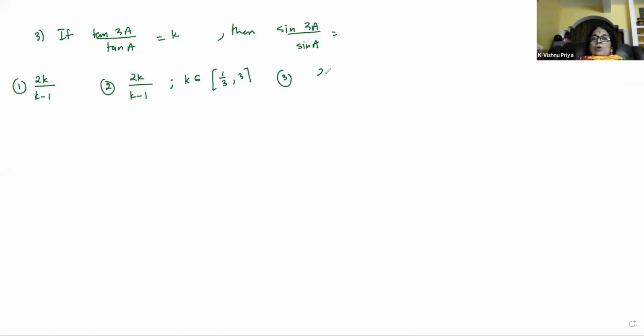Now, the third option is also 2k by k minus 1. But what is the difference? It's given that k does not belong to the interval (1/3, 3). And the fourth option is similar to this, (k minus 1) by 2, and here also it is given that k does not belong to (1/3, 3). So which option do you have to select? That's a confusing thing.